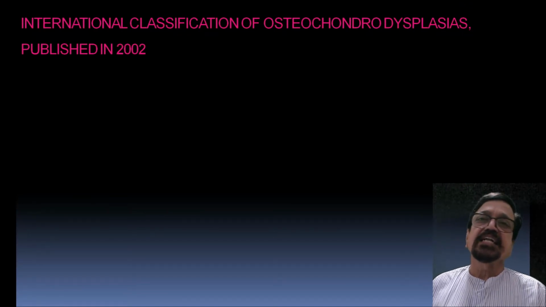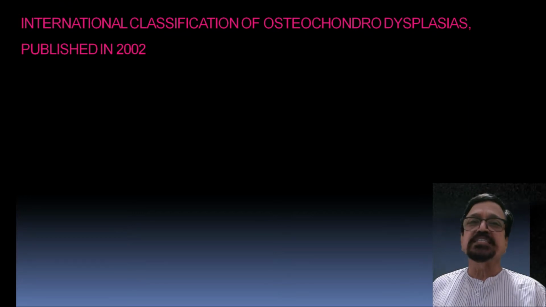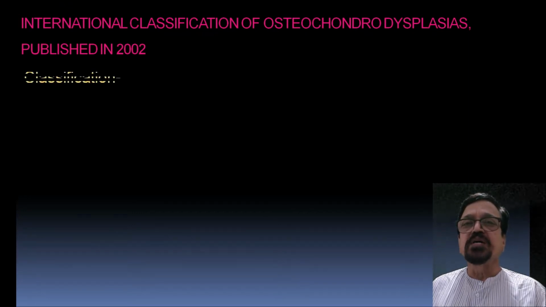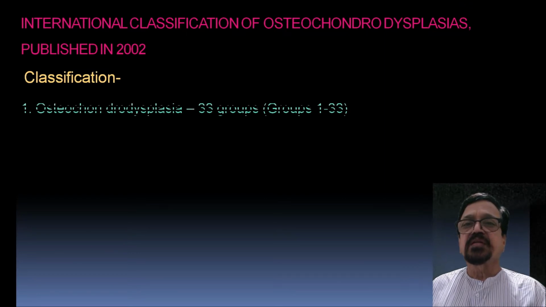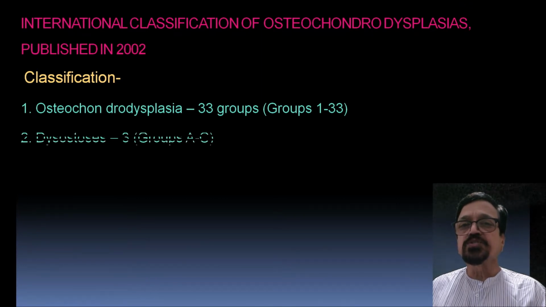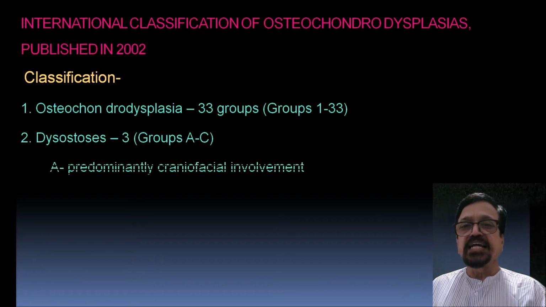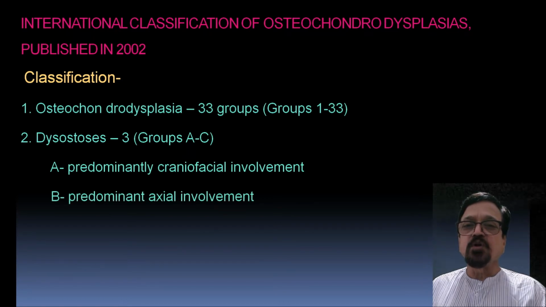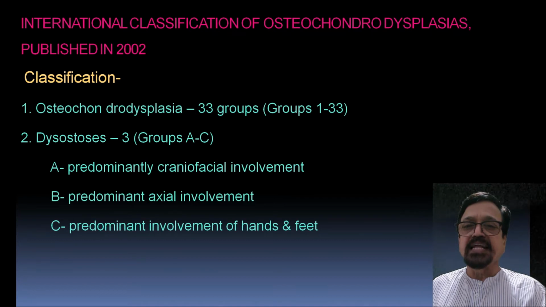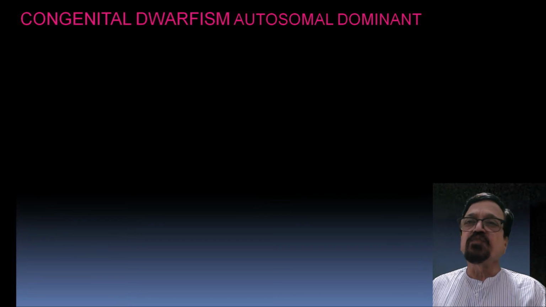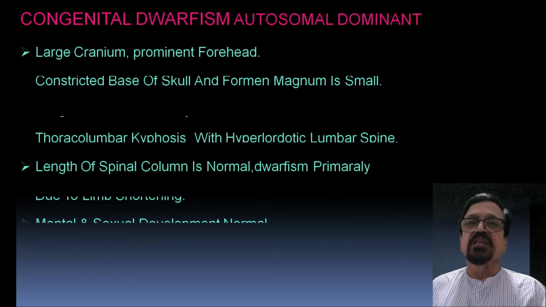Now, what is the International Classification of Osteochondrodysplasias, which was established in 2002? First is osteochondrodysplasia, which has got 33 groups. Second is dysostosis, which has got 3 groups, A to C, that is predominantly craniofacial involvement, then predominant axial involvement, then predominant involvement of the hands and feet. Now, what is congenital dwarfism? Autosomal dominant.